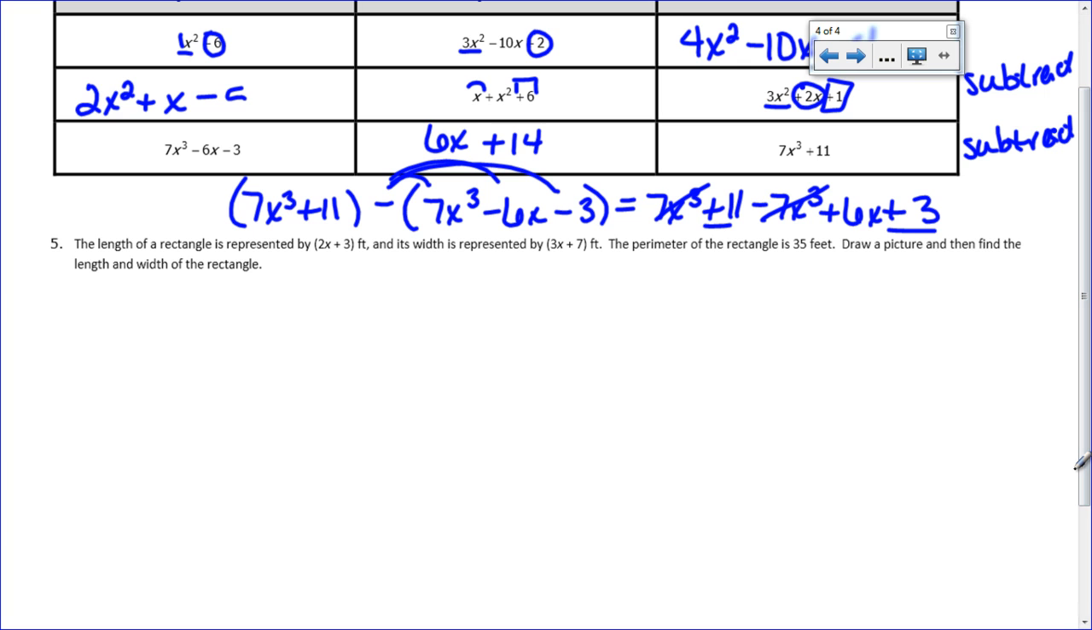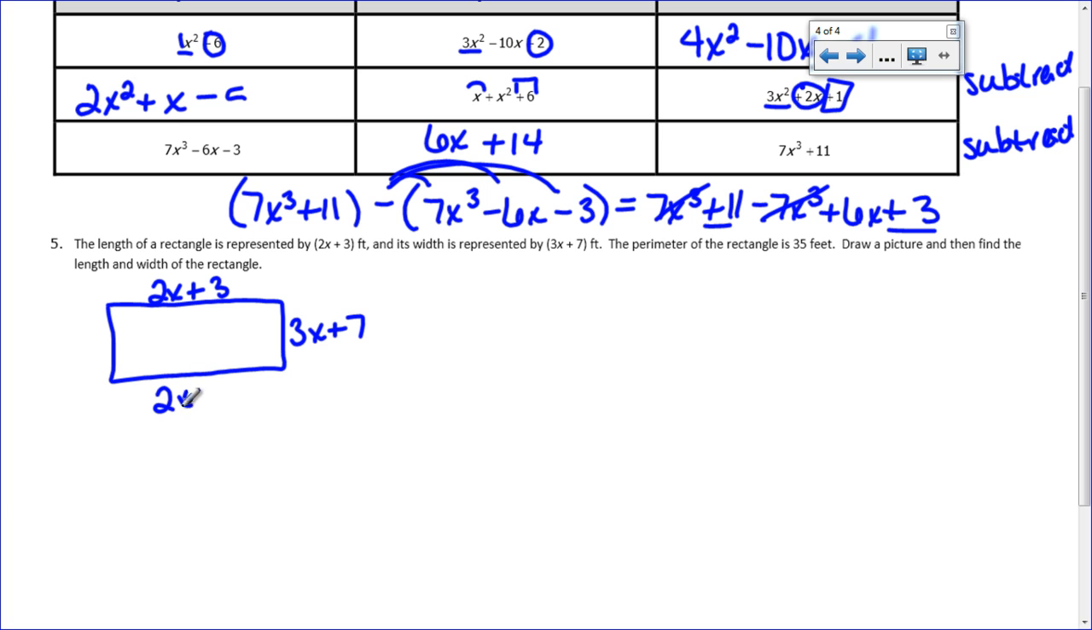So let's try this last question. It says the length of a rectangle is represented by 2x plus 3 feet, and its width is represented by 3x plus 7 feet. The perimeter of the rectangle is 35 feet. Draw a picture, then find the length and width of the rectangle. Well, it happens to tell you that it's a rectangle, and you know that the length is 2x plus 3, and the width is 3x plus 7.